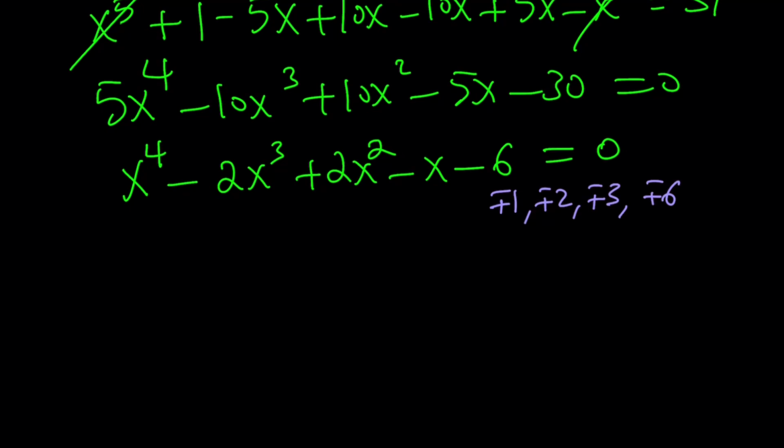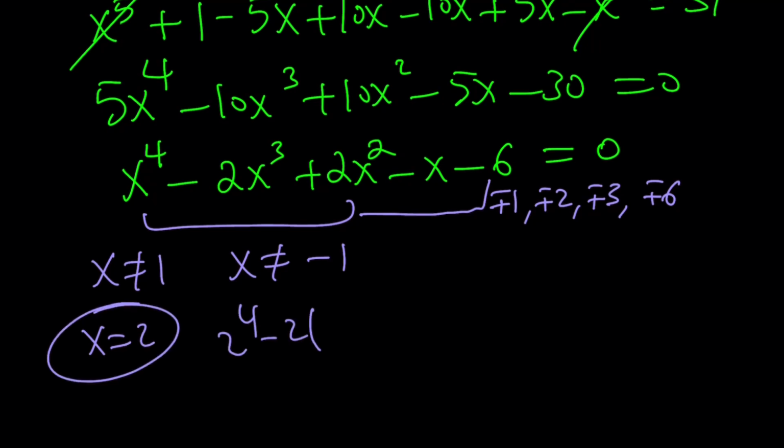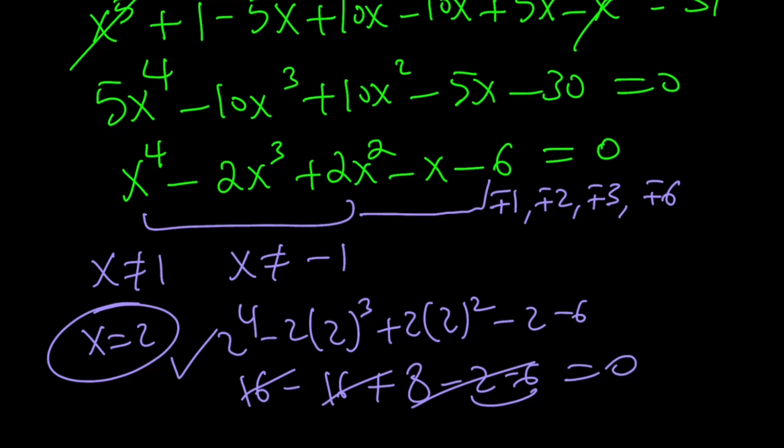First of all, look at some of the coefficients, and then you can do evens versus odds. None of them give you a 0. So x does not equal 1, x does not equal negative 1. I know that. How about 2? If you set x equals 2, you get 2 to the fourth minus 2 times 2 cubed plus 2 times 2 squared minus 2 minus 6. This is 16 minus 16 plus 8 minus 2 minus 6. This is 8 minus 8. This is 0. Everything collapses, right? Nice. So x equals 2 is a solution.